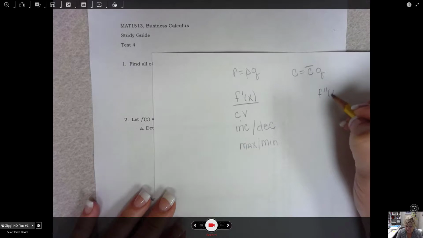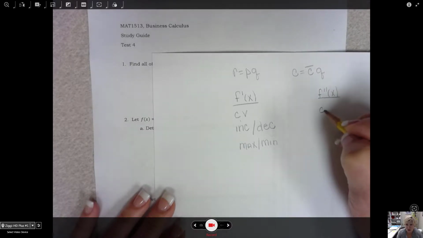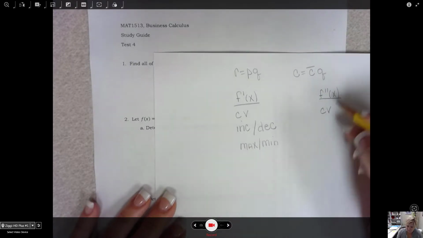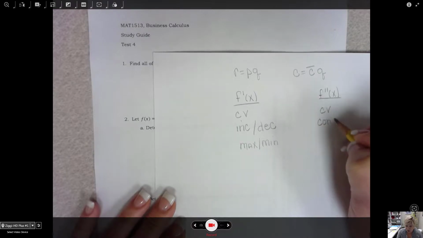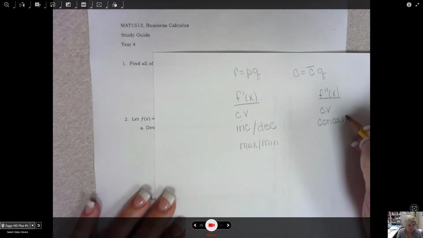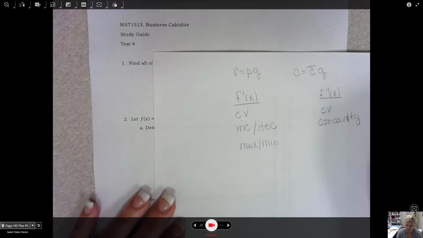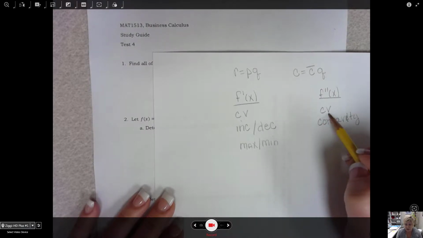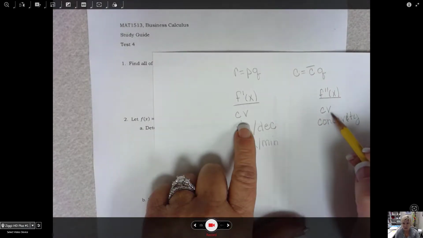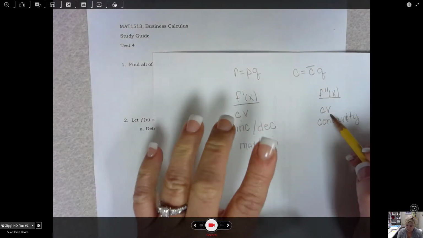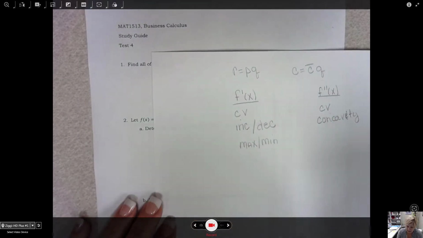Second derivative, if it's asking you for concavity, that can tell you concavity. I don't know how to spell it. Concave up or down would be if second derivative is positive or negative on certain intervals. You still get critical values that may or may not be some of them the same. Don't worry about that. Just focus on what the question's asking.